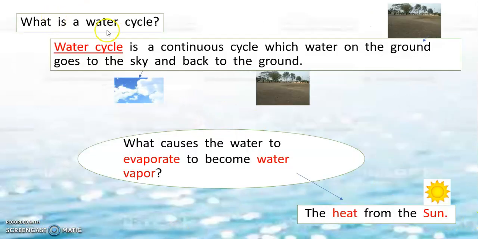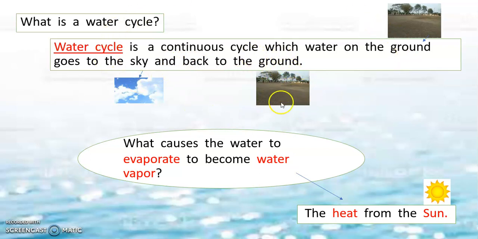So, what is a water cycle? The water cycle is a continuous cycle in which water on the ground goes to the sky and back to the ground.